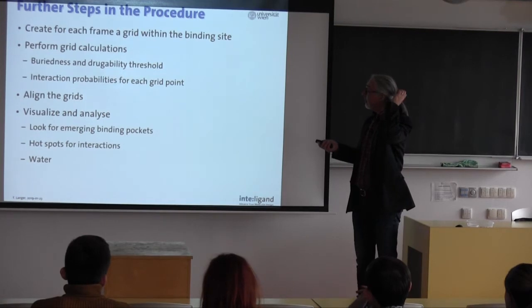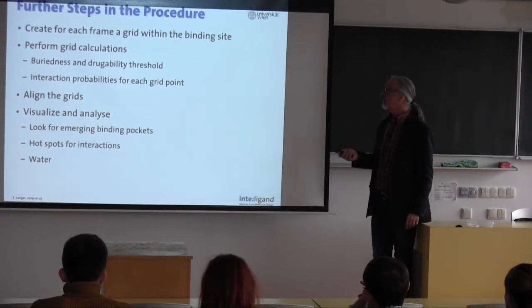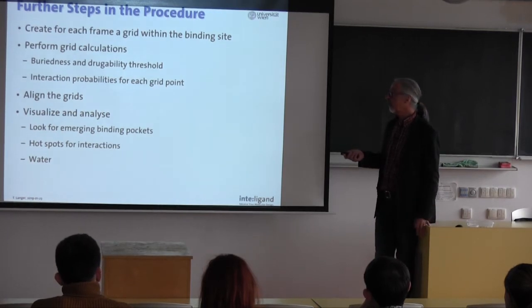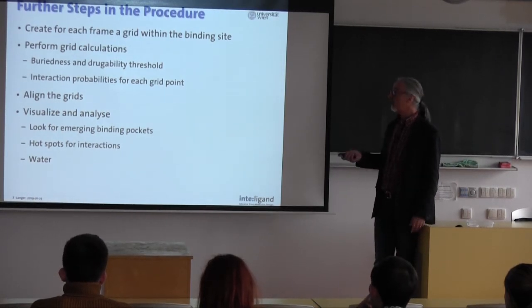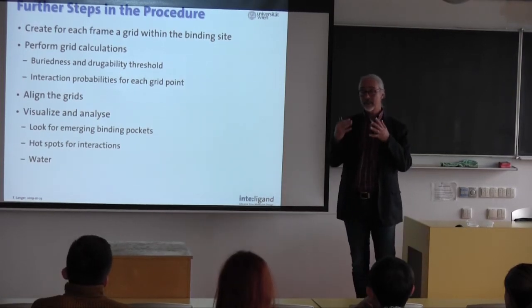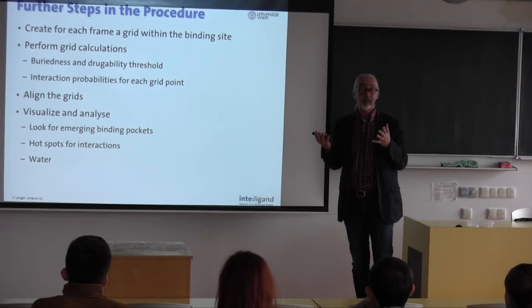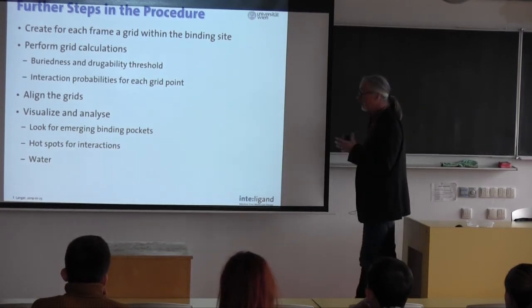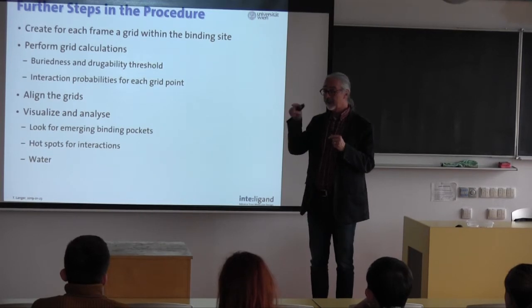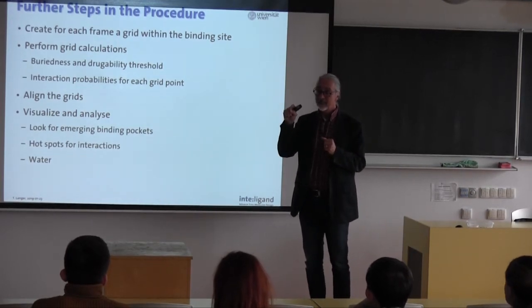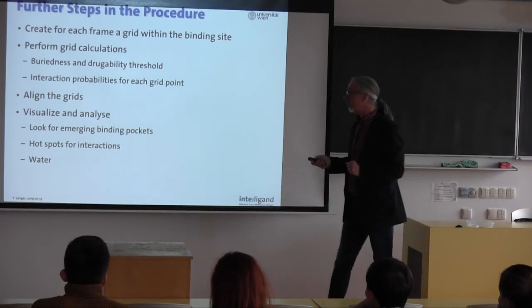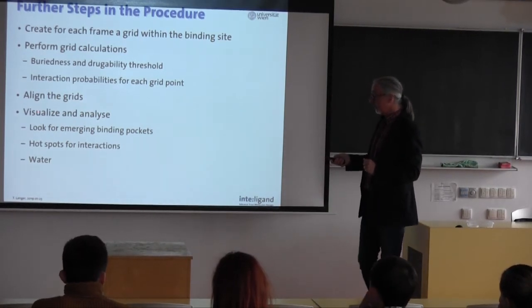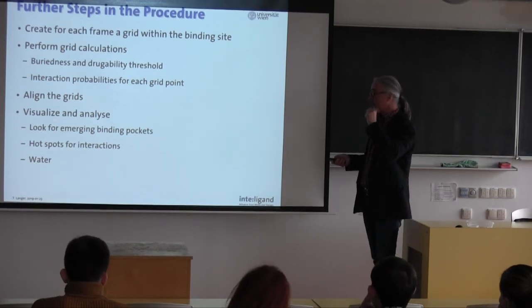So what we do is we set up a method where we perform grid calculations. Basically what we did already on a static structure, we now transferred into dynamics, where we can define buriedness and druggability thresholds, and we can calculate interaction probabilities on each of these grid points according to our heuristic rules for the pharmacophores. And so we can say at this grid point there's a high interaction possibility that this can form an H bond, for instance, to this amino acid in the protein. So we need to align these grids, of course, and we need to analyze them and look for emerging binding pockets, especially hot spots for interactions, and water.